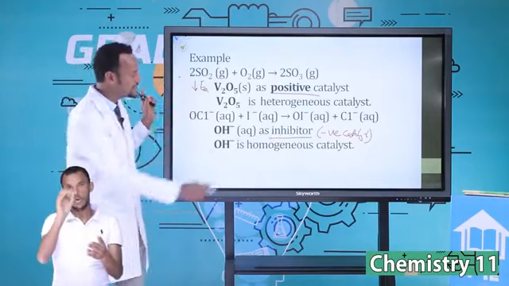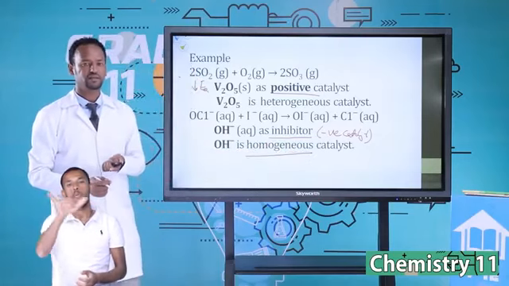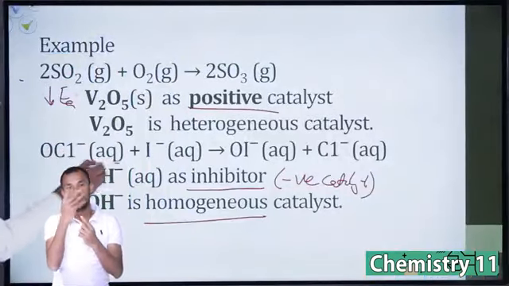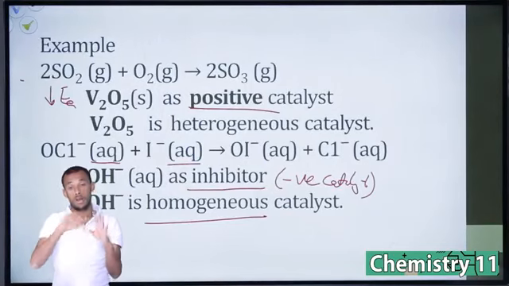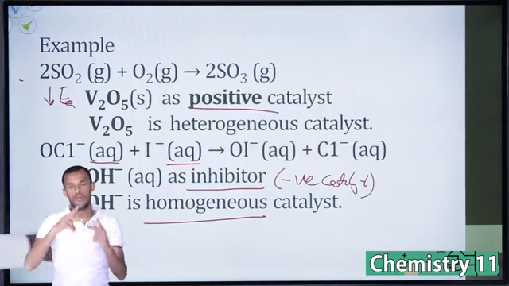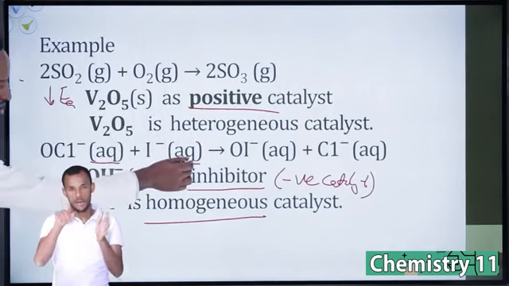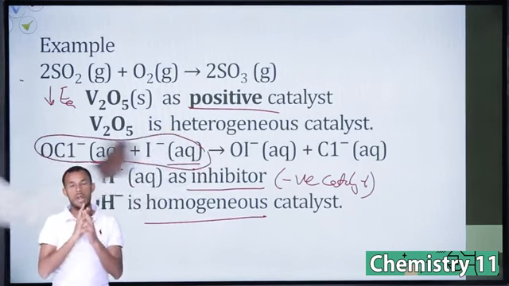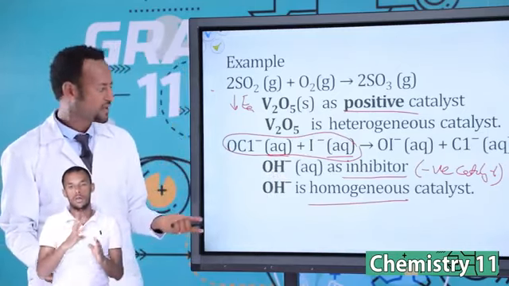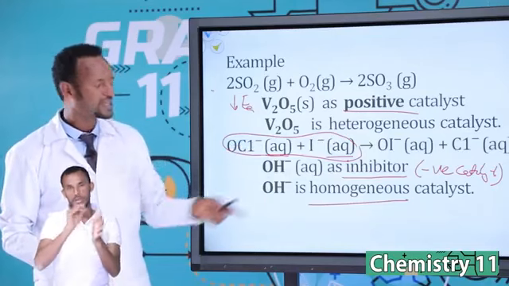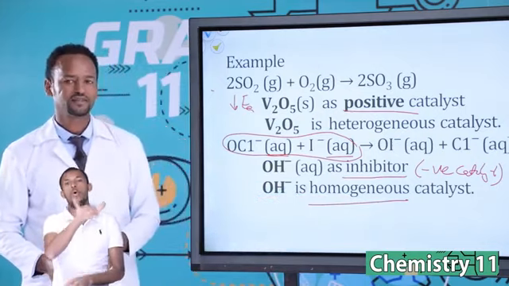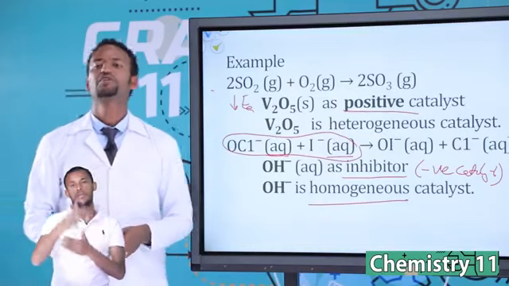In this case, OH minus is a homogeneous catalyst. Why a homogeneous catalyst? Because the state of the reactants is aqueous, and aqueous means in water. OH minus is also aqueous. The physical states of OCl minus and I minus, the reactants, are aqueous. Aqueous means in water, already liquid. So OH minus aqueous has the same physical state, and because of the same physical state, this catalyst is a homogeneous catalyst. Therefore, catalysts affect the rates of chemical reactions.